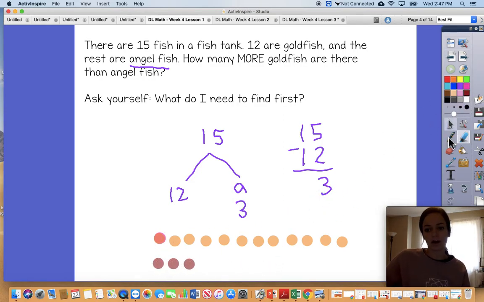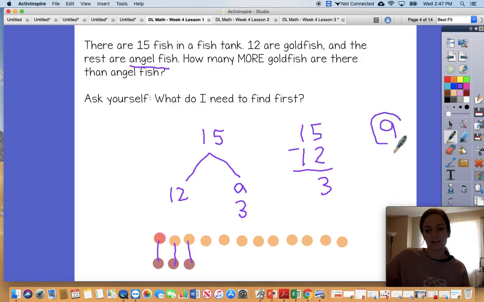How many more goldfish are there than angelfish? Well, if I match them up, I can see what's left over, right? Do you guys remember doing this strategy? Let's see how many are left over. 1, 2, 3, 4, 5, 6, 7, 8, 9. There are 9 more goldfish than angelfish.